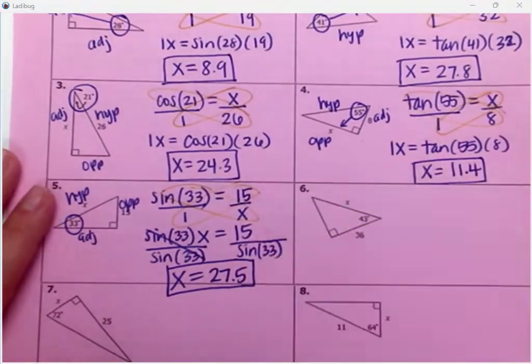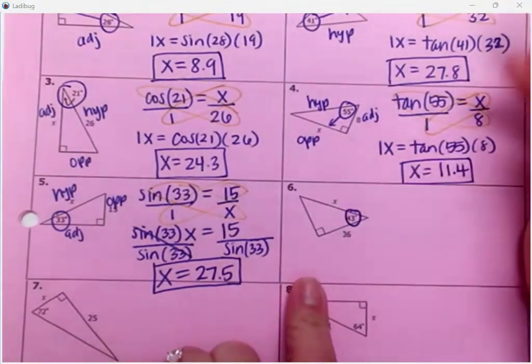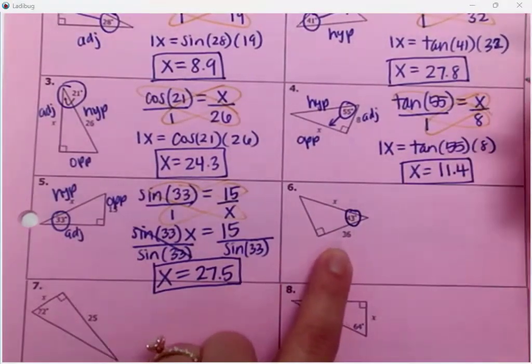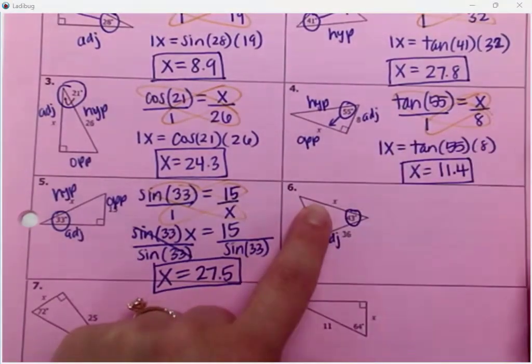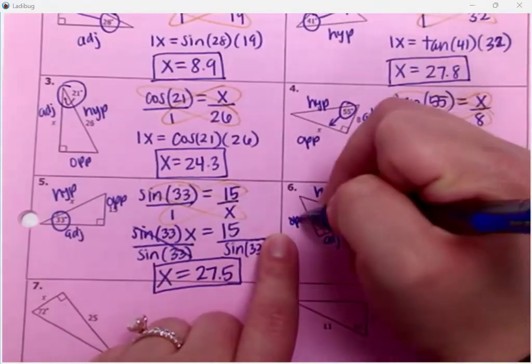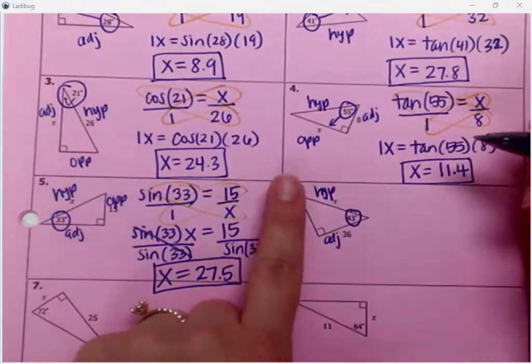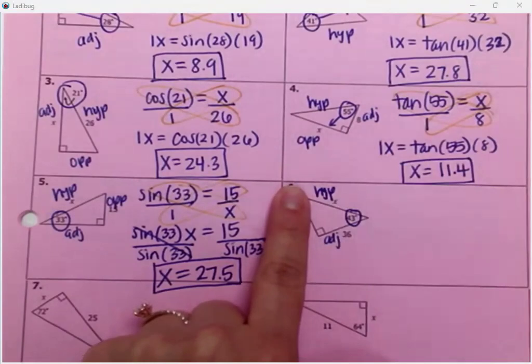Okay. So let's look at 6. Here is my angle. What do I label the 36? Is that adjacent or is that opposite? This one is adjacent. What is the x labeled? Hypotenuse. And so that means this is opposite. But do I need the opposite right now? No. So if I have an adjacent and a hypotenuse, am I dealing with sine, cosine, or tangent? Cosine, because this is the CAH in SOHCAHTOA.